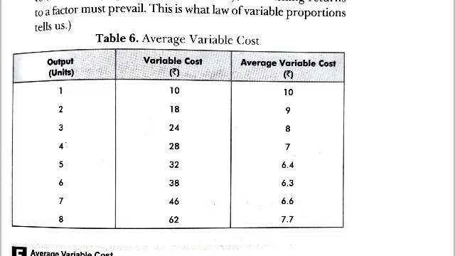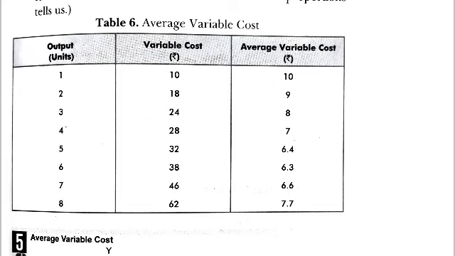इसी तरह से आप देखिए up to 6 units of output, when we are producing a 6th unit of the output, our average variable cost is continuously declining. When we are producing 6 units of the output, total variable cost is equal to 38. Average variable cost is equal to 38 divided by 6 is equal to 6.3. Now when we are producing 7th unit of the output, our total variable cost is 46. 46 divided by 7 is equal to 6.6.